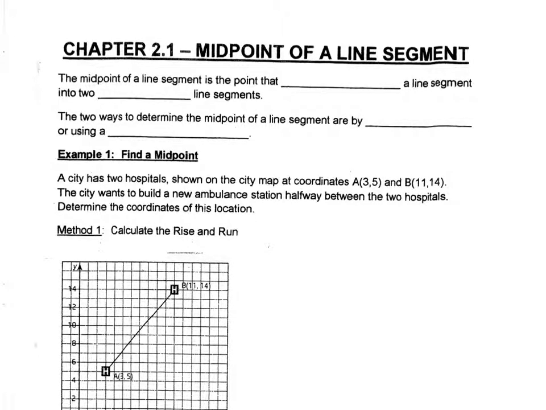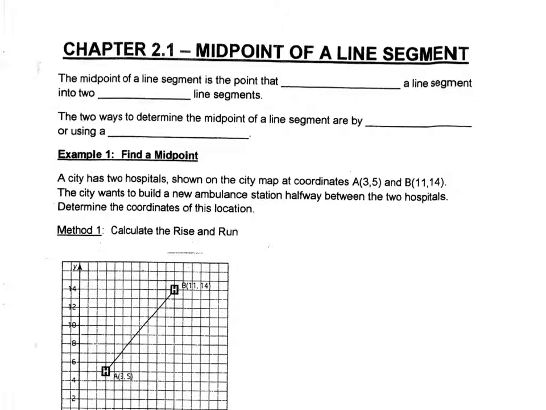Section 2.1 looks at finding the midpoint of a line segment. Just to briefly distinguish between a line segment and a line: a line continues on forever, so there are arrows on both ends, whereas a line segment is just the piece of a line that joins 2 points on a graph. So from point A to point B would be line segment AB.